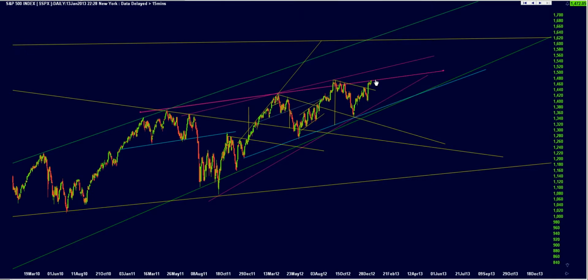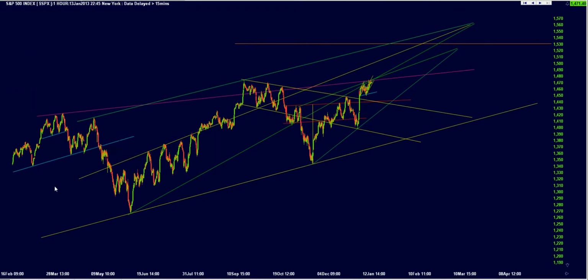Let's take a look on the hourly time frame. Okay, to get a good idea of what we're looking at here, on an hourly time frame going back to May of 2012, we've seen a head and shoulders top that also had a triple top formation, funny enough.